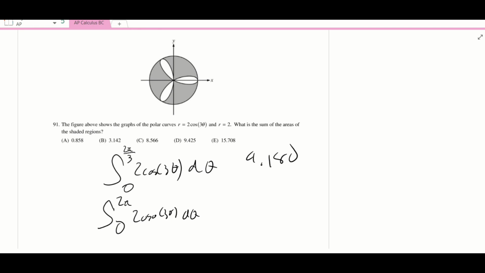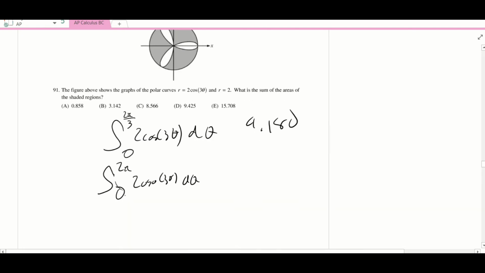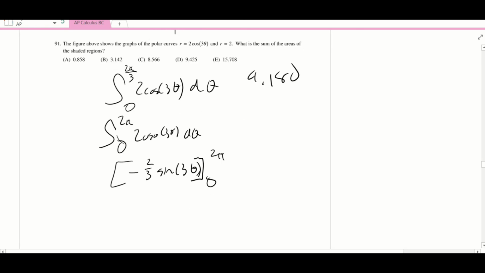So we can just do the second way from 0 to 2 pi of 2 cosine 3x, sorry, dx. And I got a very small value. So instead of doing it like this, I'm just going to do it by hand because I don't really need a calculator to do this. So this is just negative 2 over 3 sine 3 theta from 0 to 2 pi.